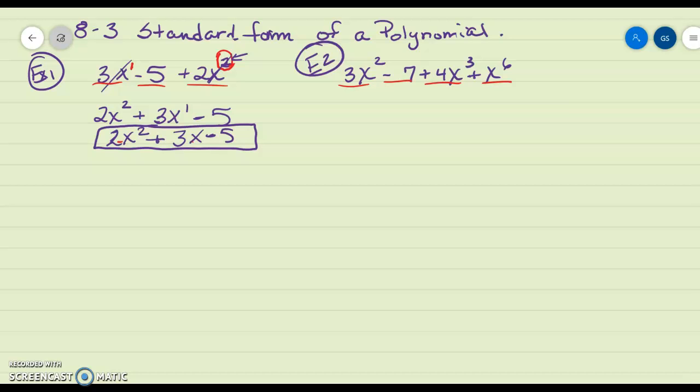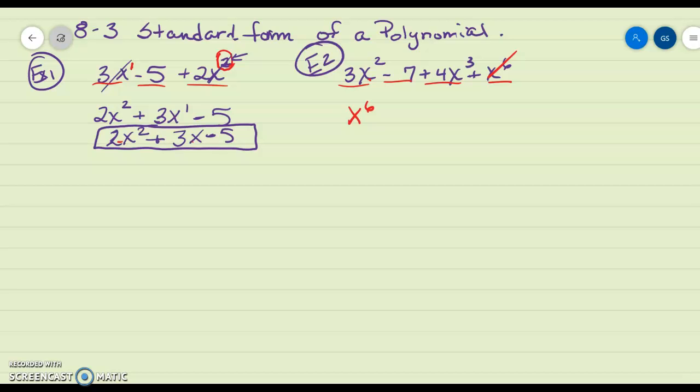The highest degree, well, do all of the variables have exponents? This is x raised to the second. This is x raised to the third, and this is x raised to the sixth. Well, what's the highest number exponent? X to the sixth. That gets written first. Okay, you can cross it out once you have it. Cross it off your list.